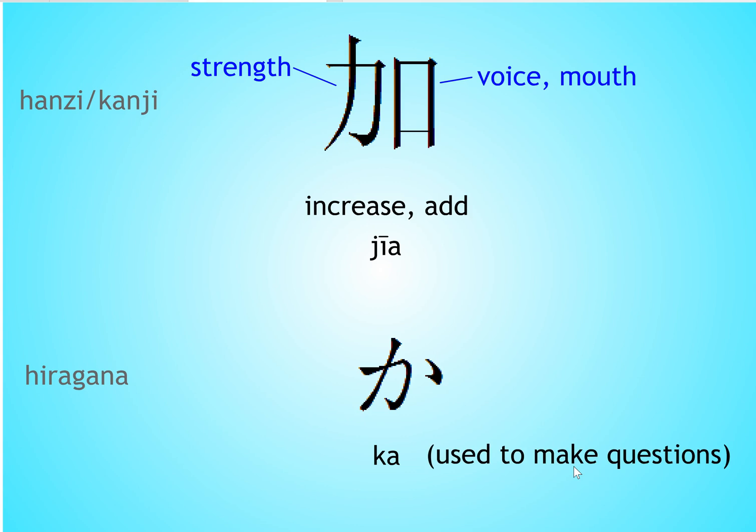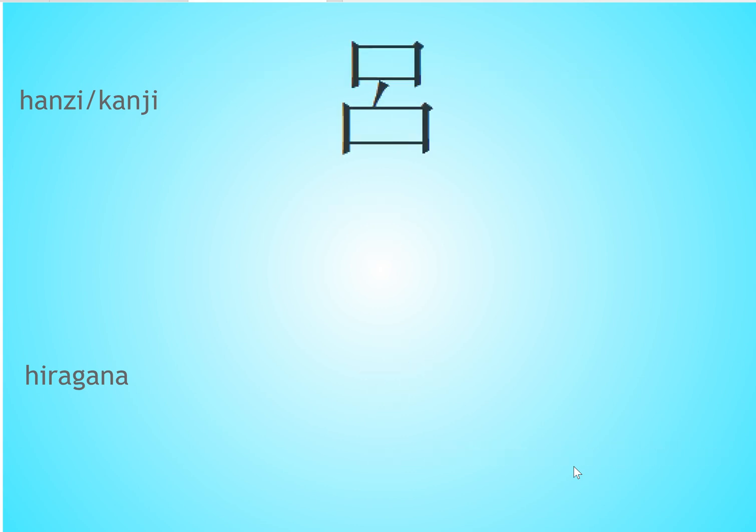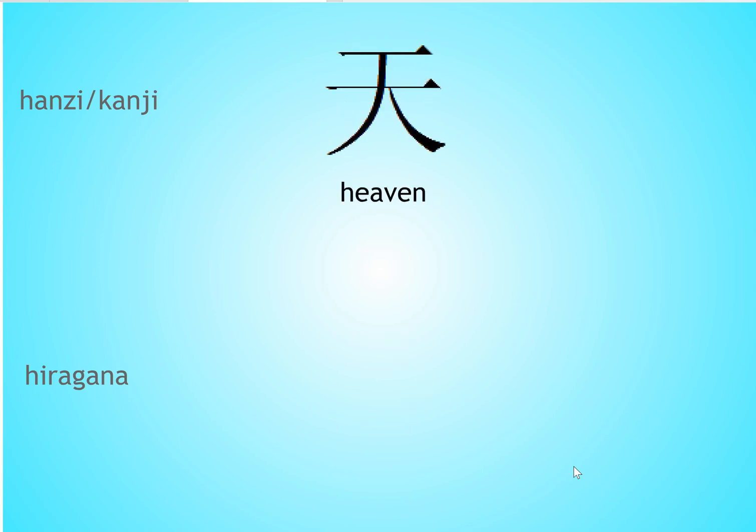Other Chinese characters were also changed. Here is the Chinese character for vertebrae, the bones of the spine, pronounced lu in Mandarin. This was shortened to lo in hiragana. This is the character for heaven in Chinese. In Mandarin, it's pronounced tian. This character became te in hiragana.